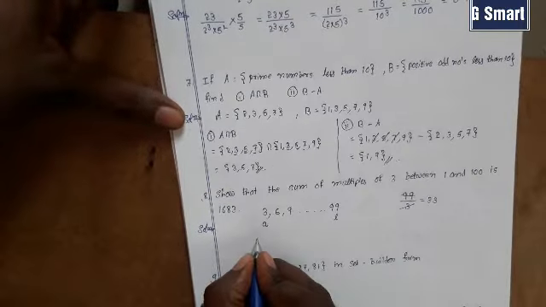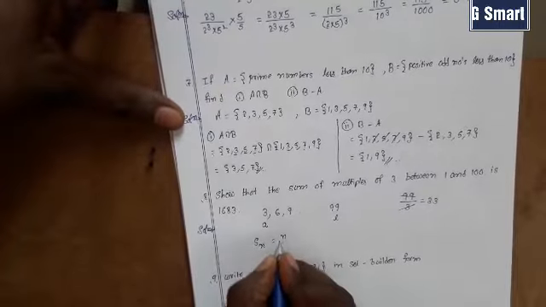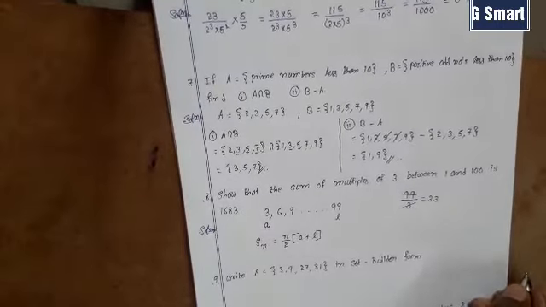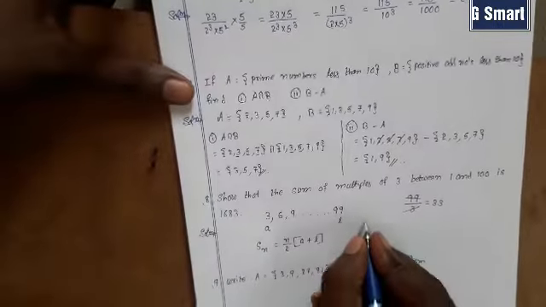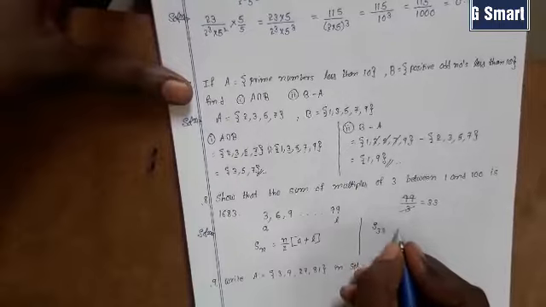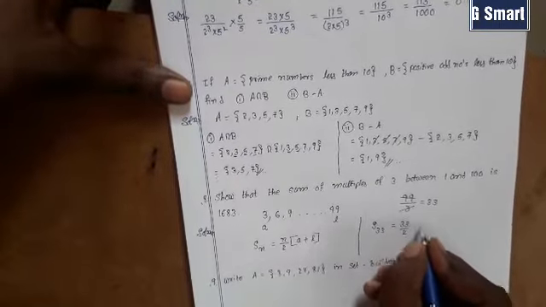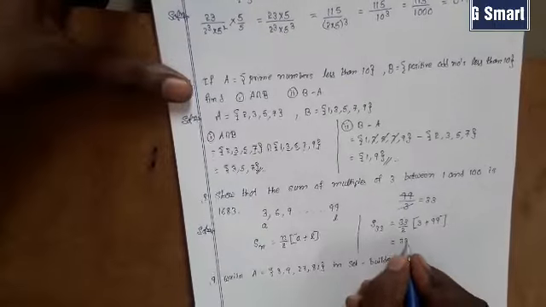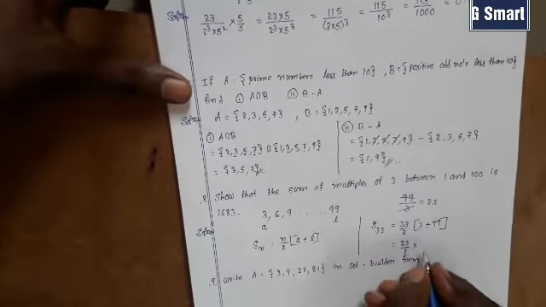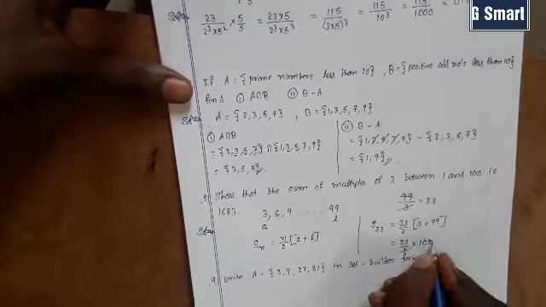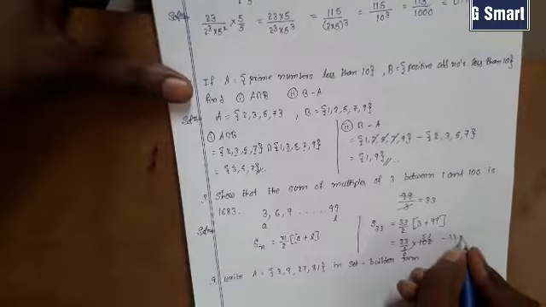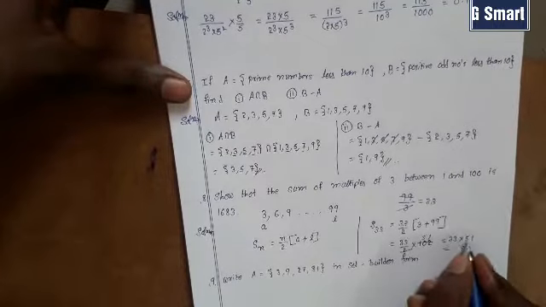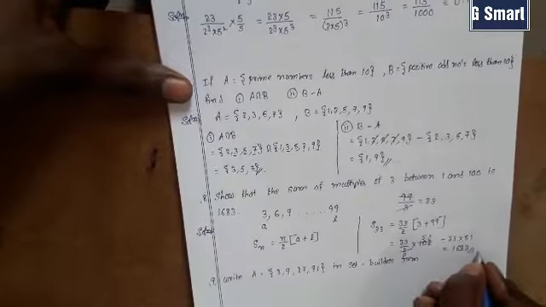So the sum of n natural numbers, Sn is equal to n by 2 into A plus L. Sum of n terms in an arithmetic progression. So S33 is equal to 33 by 2 into 3 plus 99. 33 by 2 into 99 plus 3, that is 102. 2 fifties are 51. So 33 into 51. 3 times 1 is 3, 3 times 5 is 15, plus 1, 16. So 1683 is the answer.